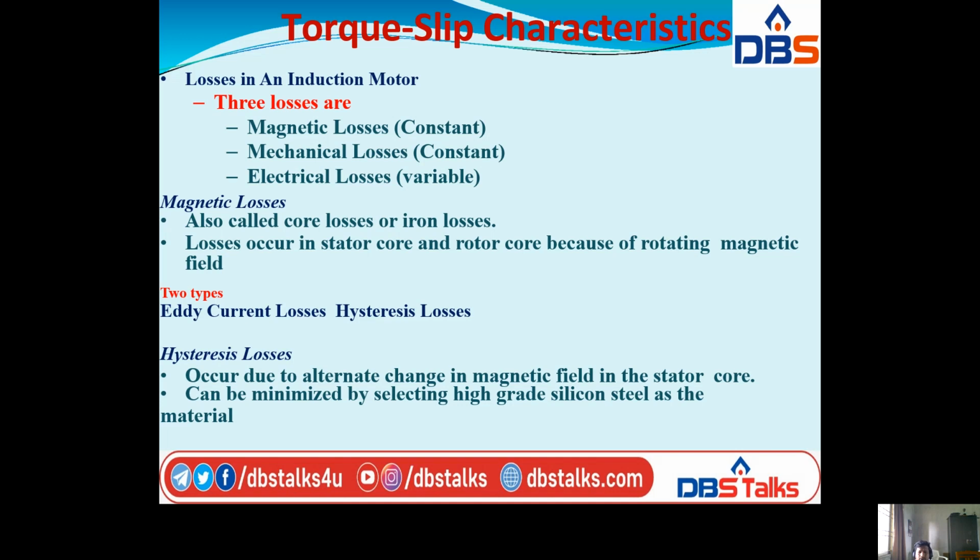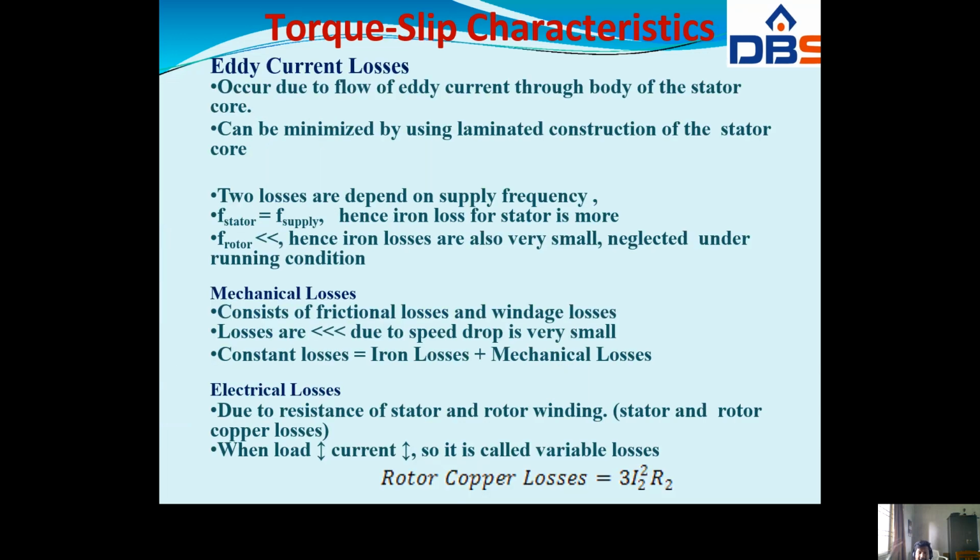Hysteresis losses occur due to the alternating changes in the magnetic field. They can be minimized by selecting high grade silicon steel as the material. Eddy current losses occur due to the flow of eddy current through the body of the stator core. They can be minimized by using laminated construction of the stator core. These two losses mainly depend upon the supply frequency.